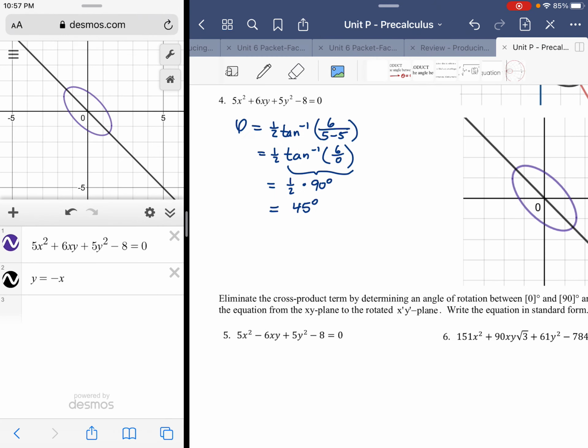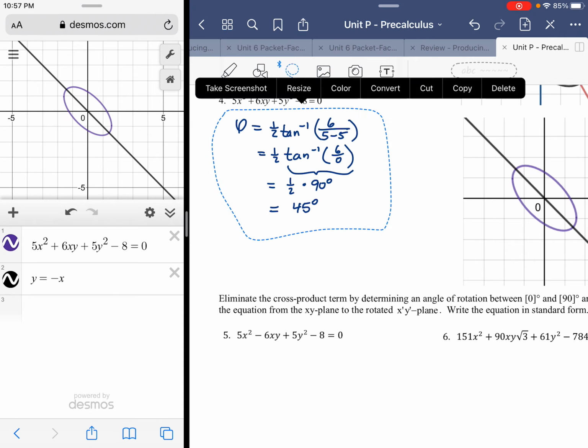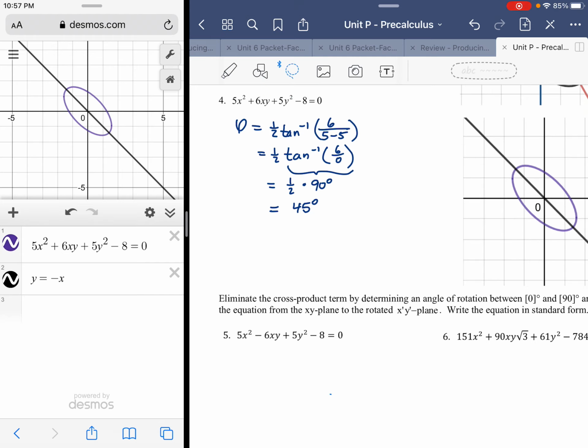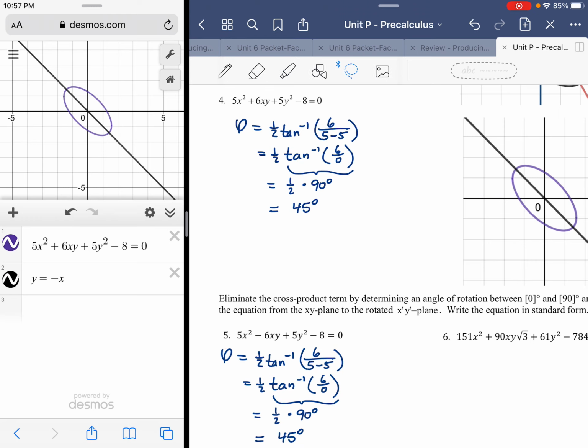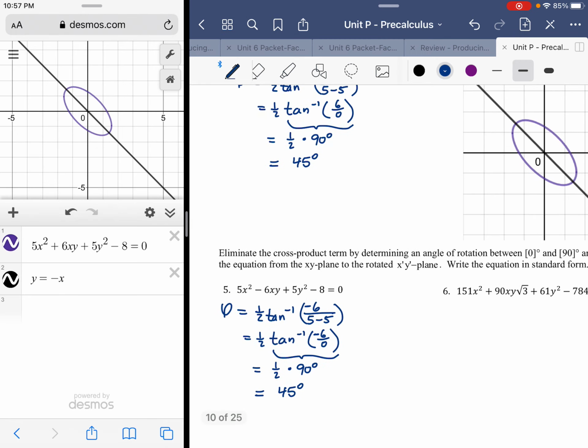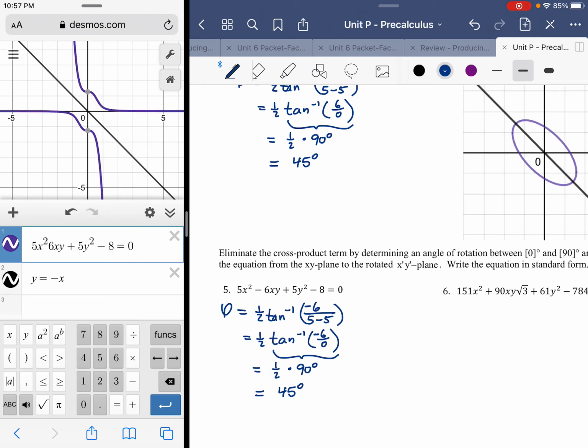All right. In this case, in number 5, it looks like we have the same coefficients. So I'm going to just do a copy-paste job here. Except the b value is now negative. So it's still going to be a 45-degree movement. It's just a question of which direction. So it's just going the other way. But it's still a 45-degree movement.